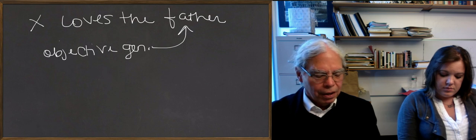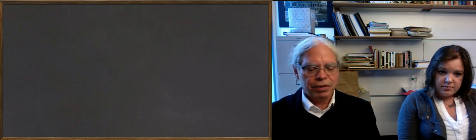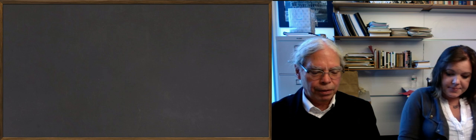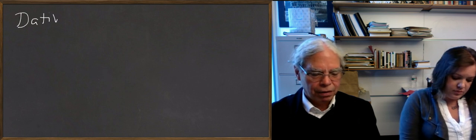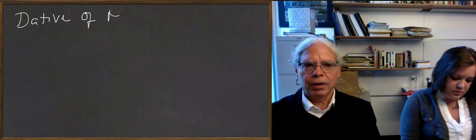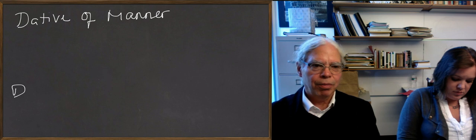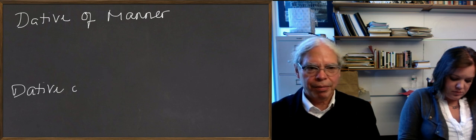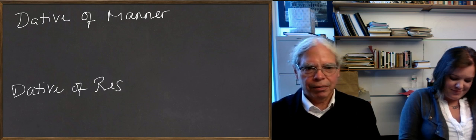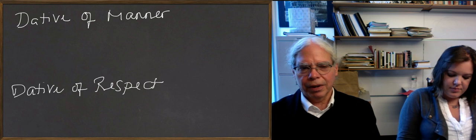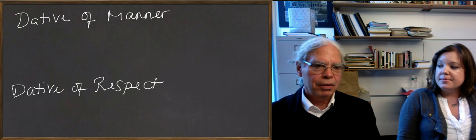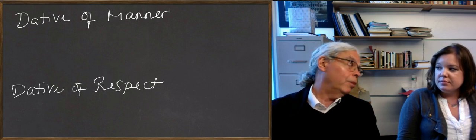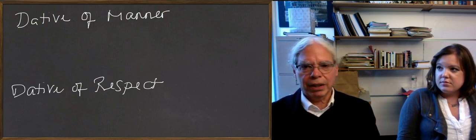All right, let's move on to the two kinds of dative that the book talks about: the dative of manner and the dative of respect. Okay, now these terms don't go back to ancient Greeks. They go back to 19th century grammarians. I personally have trouble with them. What we've learned so far is that you have indirect object datives and instrumental datives.